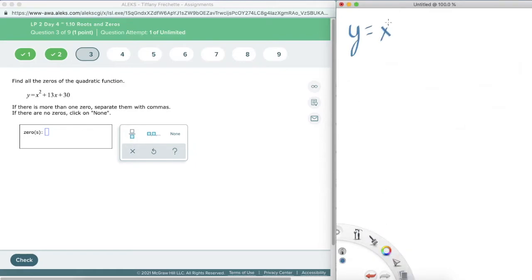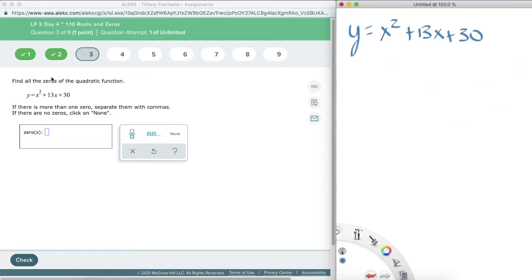x squared plus 13x plus 30. So it says find all the zeros of the quadratic function. So first we're going to factor. But when it says find the zeros, what it means is when is y zero? Where is the x-intercept? Well, in order to find the x-intercept, I make y zero. In order to find the y-intercept, you make x zero.